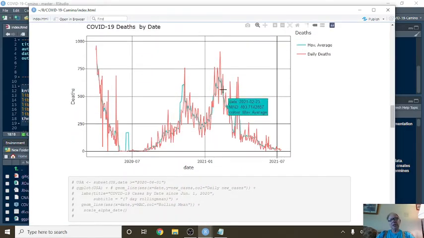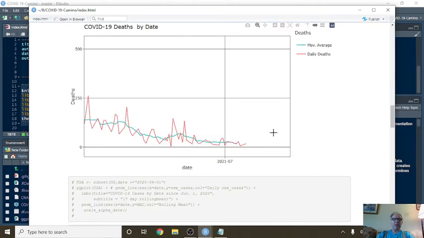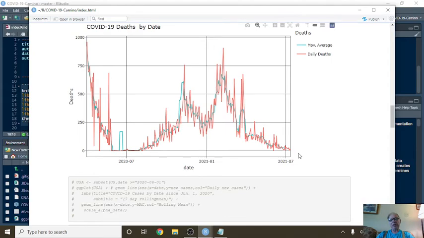Now, the good news is there does appear to be a continued declining pattern in deaths. You can see that for July the 12th, you had 17 deaths. And for the 7-day period ending July the 6th, you were averaging 18.2 deaths per day. So this is definitely good news. This continued declining pattern is good news.